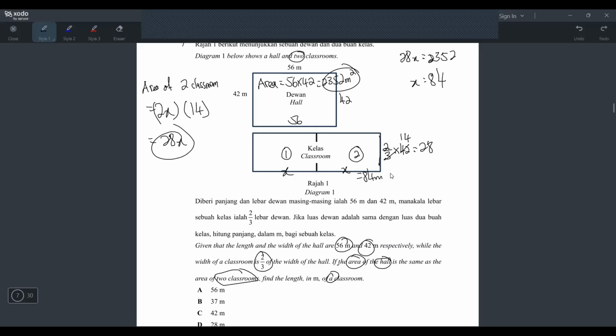Okay, I think I know why already. Because x plus x is 2x, right? So 2x times 14. So 28x. Hey, what is 2352 divided by 28? Okay, 84, right? So x is 84. But they want the length of 1 classroom. 14x.